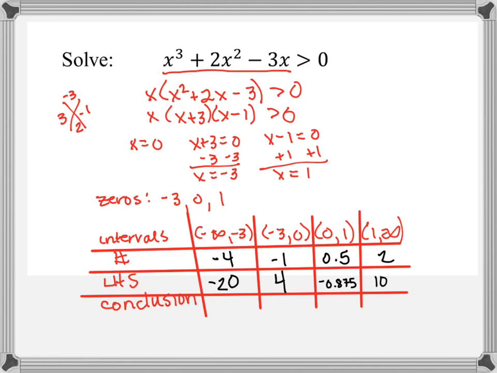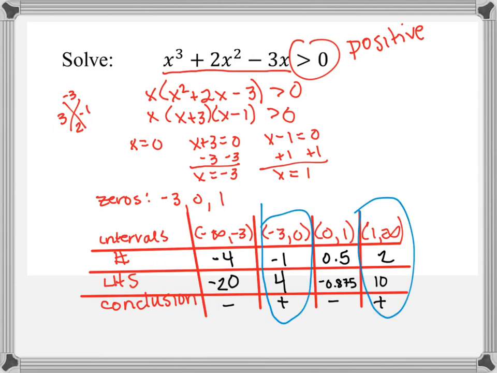So that means the first interval is giving me a negative number. The second interval is giving me a positive. The third interval gives me a negative number. The last interval gives me a positive number. In the original inequality, I was looking for where it's greater than 0, so I want the positives. So that means the second one and the fourth one. And my solution will be negative 3 to 0, union 1 to infinity.